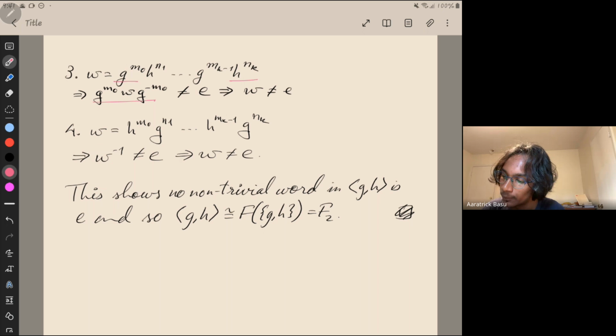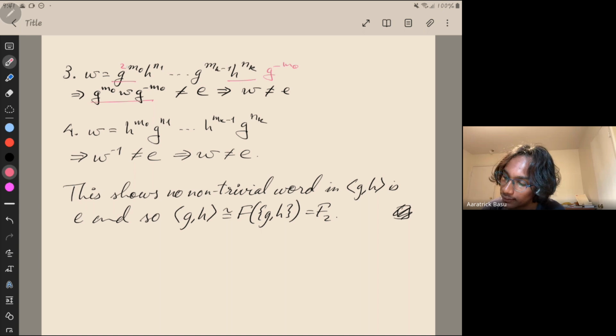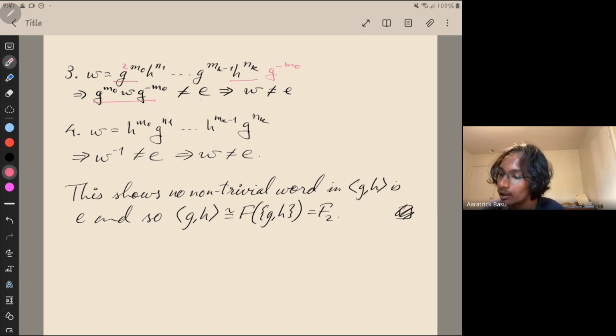So this exponent becomes 2 times M0, and then you get a minus M0 at the end. And again, this is starting and ending with G, non-trivial. So then W is non-trivial. And finally, if you have a word that starts with H, ends with G, the inverse is a word that starts with G, ends with H, because of course the Mi's and the Ni's are arbitrary integers. They can be negative. So then W inverse is non-trivial, and so W is non-trivial.